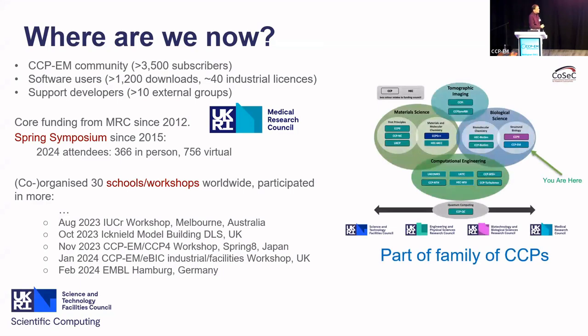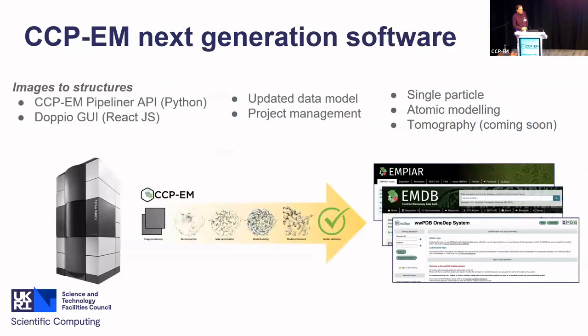Just to have a shout out for COSEC, which is an organization which brings together a lot of CCPs, or collaborative computational projects. So CCP-EM is one of a family of CCPs in various scientific areas. So CCP4 for crystallography, you probably know. The CCP-N for NMR, the CCP Biosim for biomolecular simulation, and then various other ones in areas of material science or engineering. And COSEC is due to grow, so there'll be more CCPs along the lines of CCP-EM. So that's our progress to date, a little bit of history.